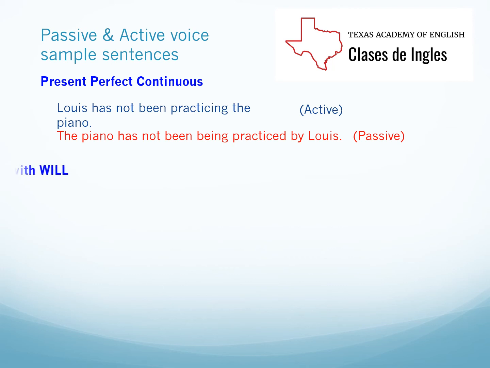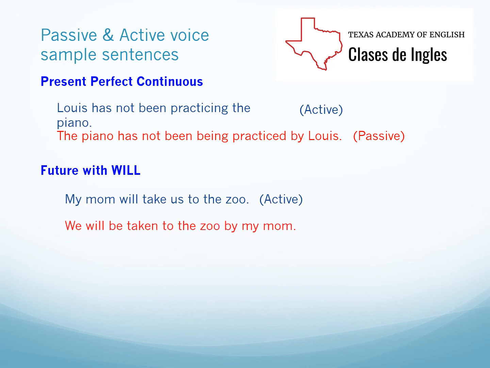In future tense with will, passive voice, my mom will take us to the zoo. Pardon me, that was the active voice. I said passive. And the passive voice, we will be taken to the zoo by mom. That's the passive voice.